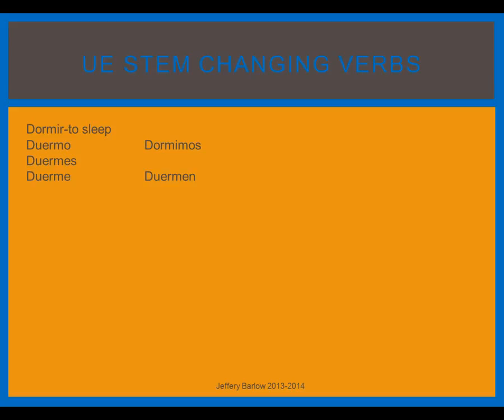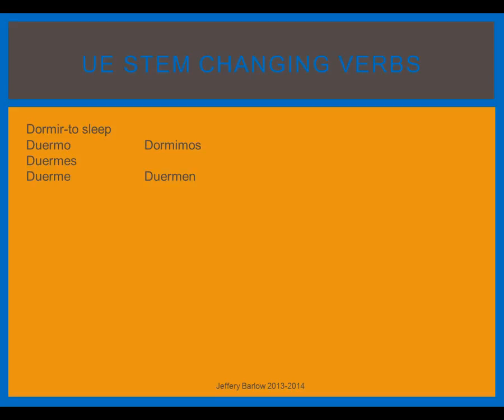The tú form is duermes. The he, she form is duerme. The they form is duermen. But look at the first person plural. It's dormimos. There is not a stem change in the nosotros form.